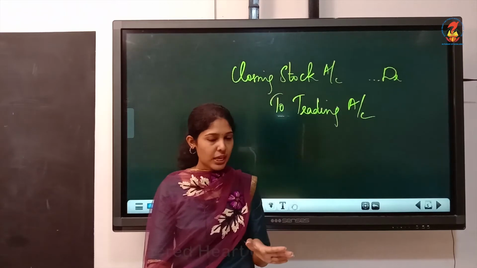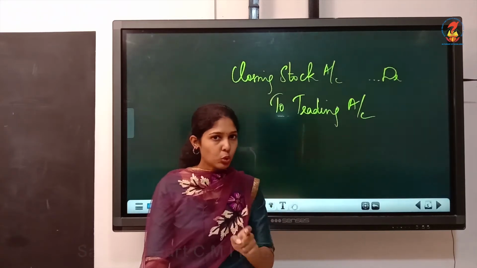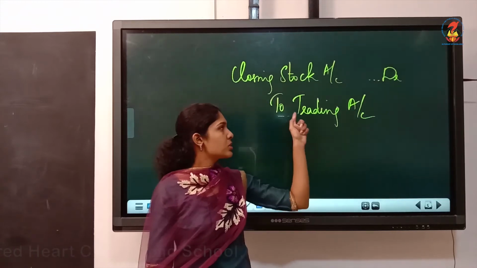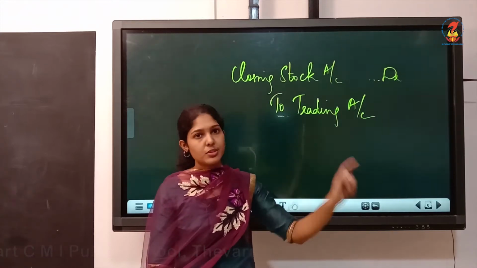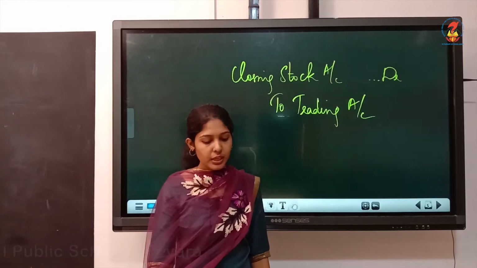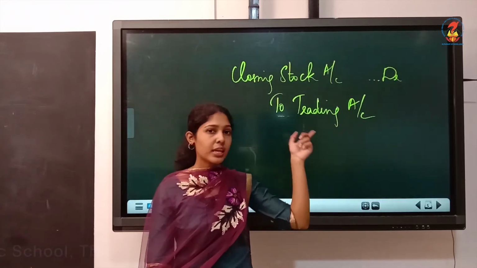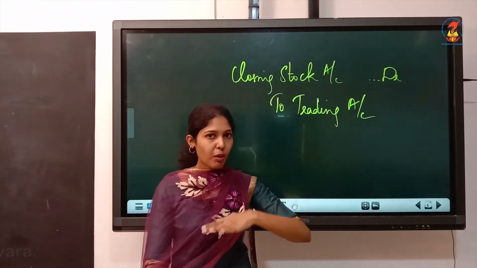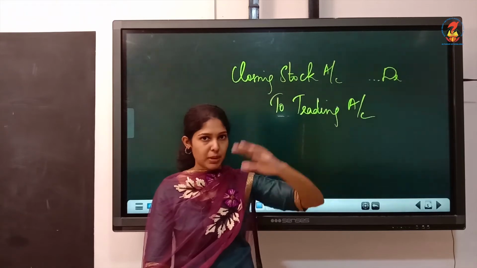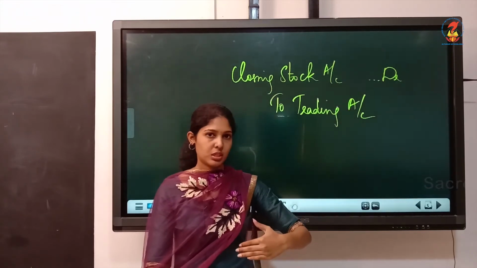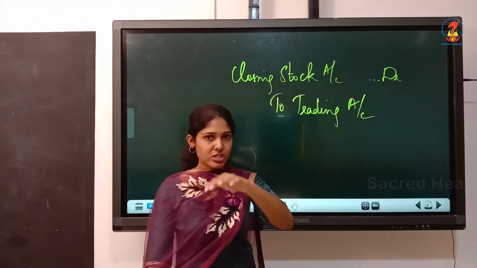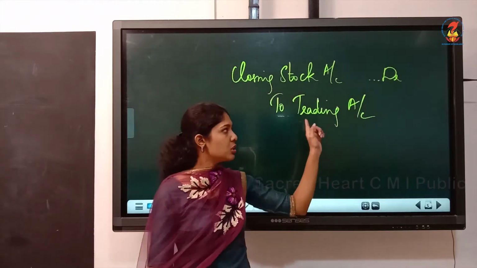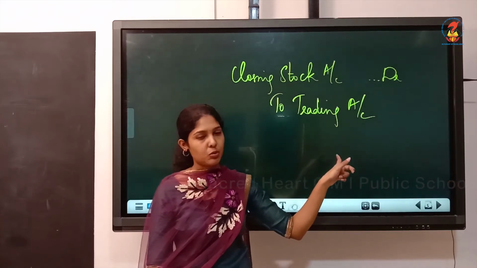Don't write it as to cash and all. This must be transferred to trading account. So the journal entry is closing stock account debtor to trading account. Okay. Then the next one, actually the name is trading and profit and loss account. But when we do problems, trading and profit and loss account will be done separately. These are two accounts. Though the name is like trading and profit and loss account, we will be doing it as two separate accounts. So here you must write only trading account.